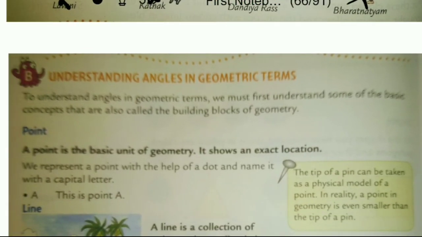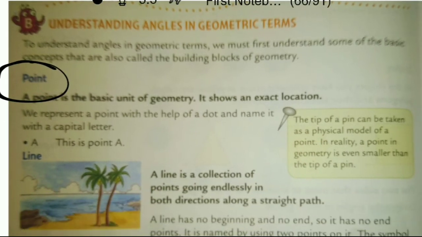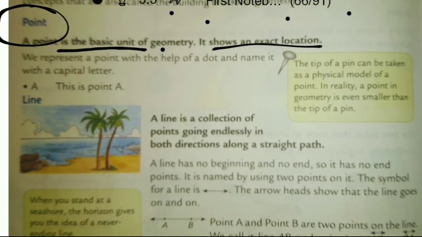Okay. Next, understanding angles in geometric terms. So the first one is point. What is point? See, this is a point. A point is the basic unit of geometry. It shows exact location. This is the point. So this is point A.